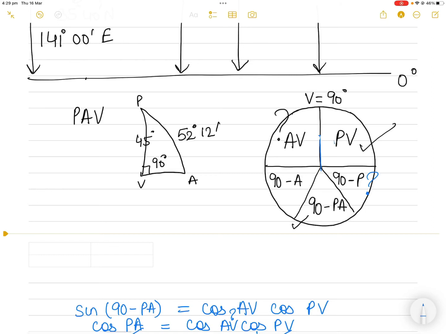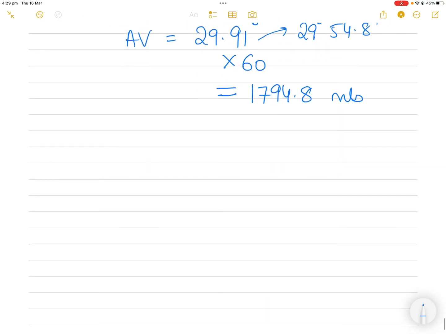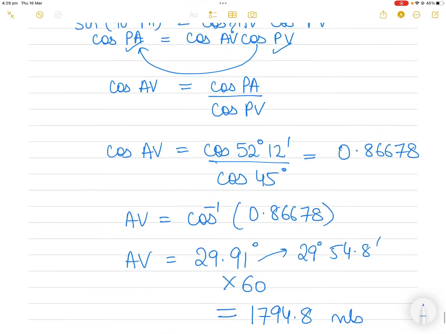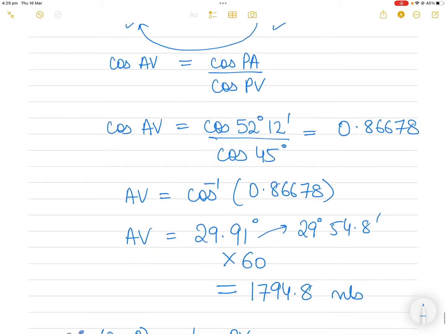And again I will draw a mushroom in a way that connects these three. So these three are all adjacent to each other, so I will use the rule of adjacents. So what will be the rule here? Sine of 90 minus P equals tan of PV. Let me go back to the diagram. And tan of 90 minus PA.